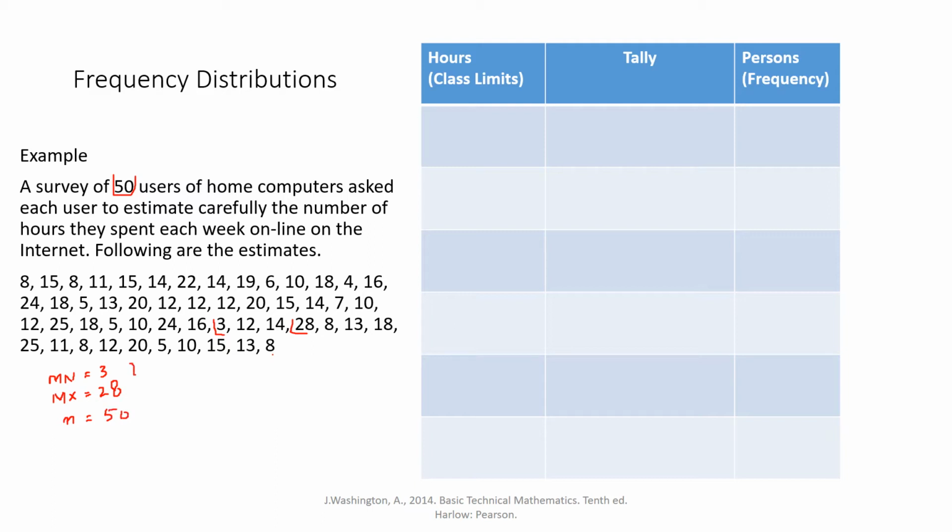And actually from these two we can calculate the range of the data, which means max of data minus minimum of data. So 28 minus 3 equals 25.